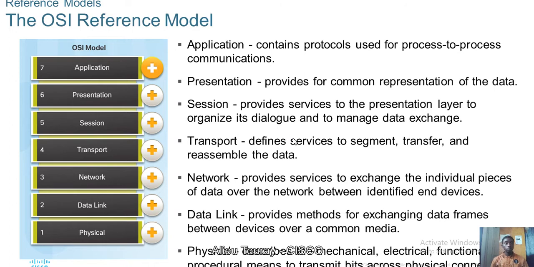So like I said, the application layer will contain protocols that are used for process-to-process communication. So you can be asked in an exam which of the following layers of the OSI model is responsible for process-to-process communication. In that case, it's talking about the application layer. And the presentation layer provides for common representation of the data. The session layer provides services to the presentation layer to organize dialogue and to manage data exchange. The transport layer defines services to segment, transfer, and reassemble the data.